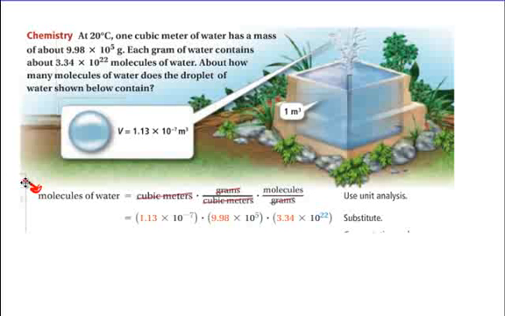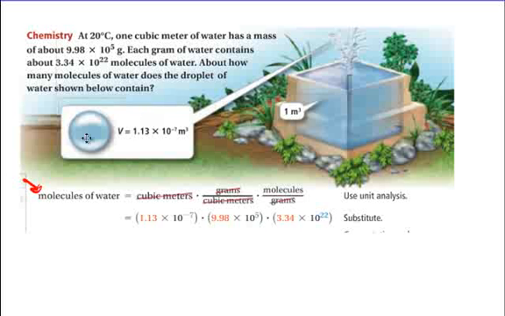At 20 degrees Celsius, 1 cubic meter of water has a mass of about 9.98 times 10 to the 5th grams. So we're talking about the whole cubic meter, this entire thing. Each gram of water contains about 3.34 times 10 to the 22nd molecules of water. So that's a lot. About how many molecules of water does the droplet of water shown below contain?